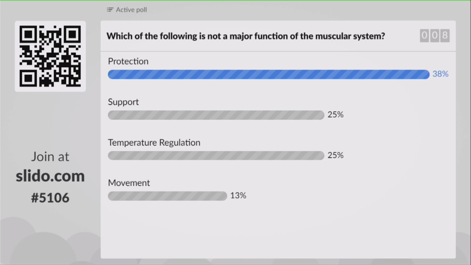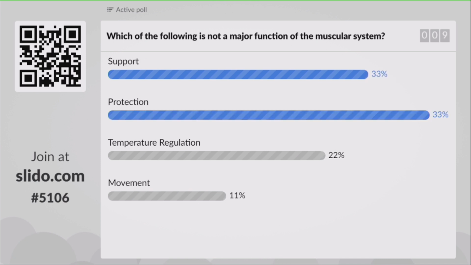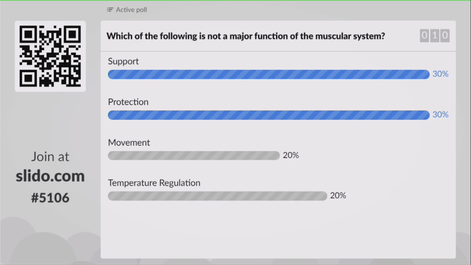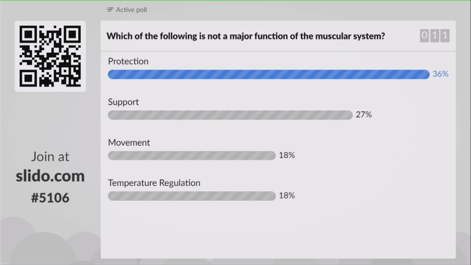Temperature regulation, our muscles help us keep a stable temperature in our bodies by either shivering or helping us sweat. And then movement, of course, our muscles are attached to our skeletal system or our bones, which helps us move. So support would be the one that is not necessarily a function of the muscular system. So thank y'all for participating in that.